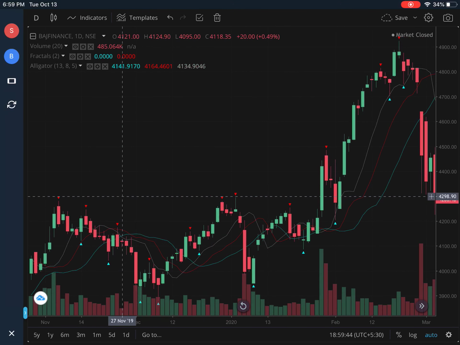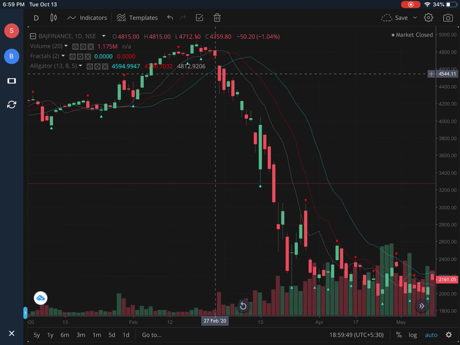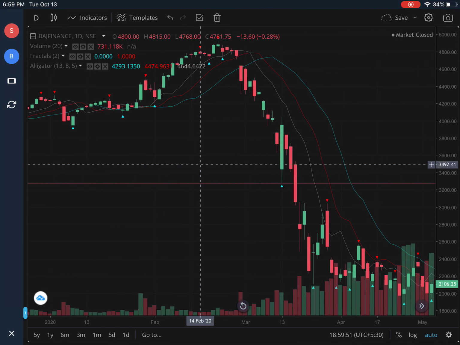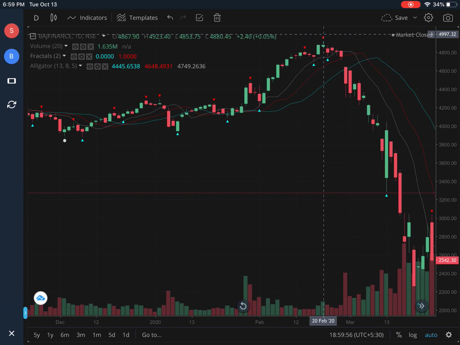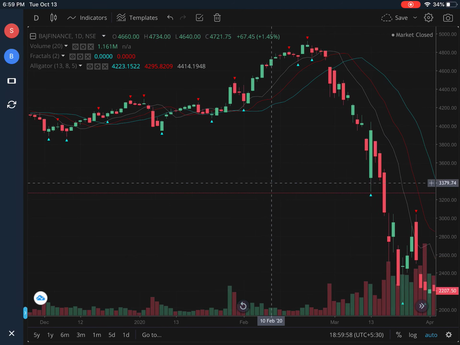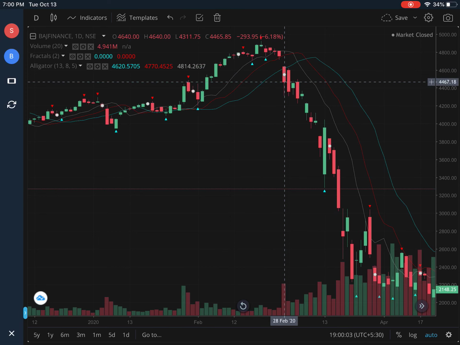Let me show you an example of a downtrend. Okay, so here you can see that you had a down fractal over here, but the price was above the three lines. Now on this particular day, that is on 20th February, the closing was below the three lines, and the alligator three lines which are there, they started moving down. So you could have made an entry of shorting in Bajaj Finance over here.